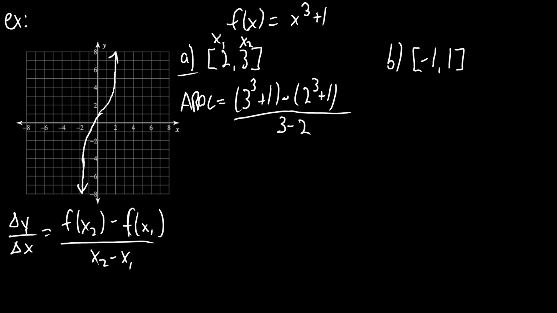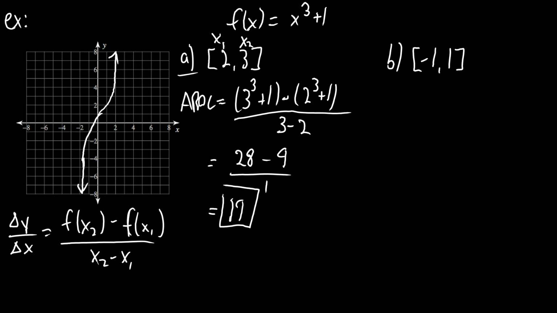If we work this out, we're going to have, let's see, 27 plus 1 is 28, minus 2 cubed plus 1, so we're going to have minus 9, and just over 1. So this is going to equal 19. Okay, what about part B?